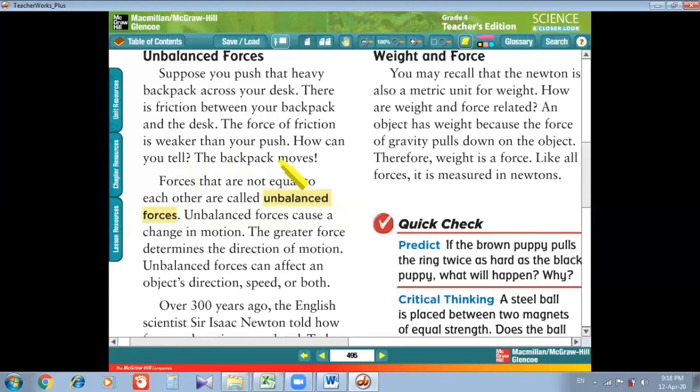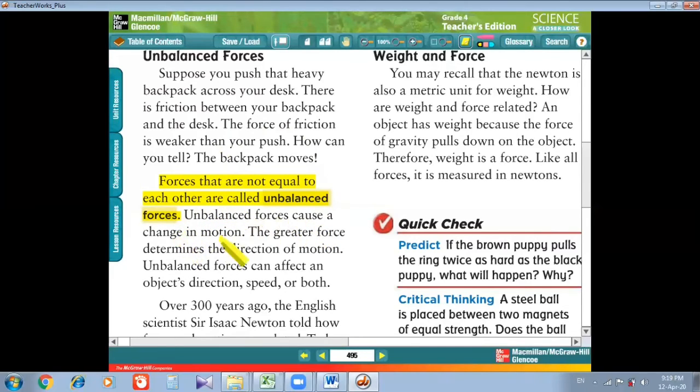Now, when you are pushing the backpack, the force of friction is less than your push, so the bag will move, because these are unbalanced forces. The force with which you push is more, and the force of friction is less, so the bag will move. Forces that are not equal to each other are called unbalanced forces. This is the definition. You must underline it and you must learn the definition.